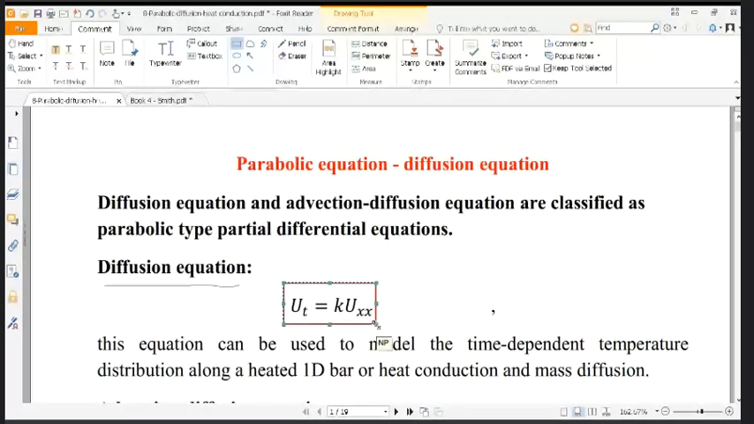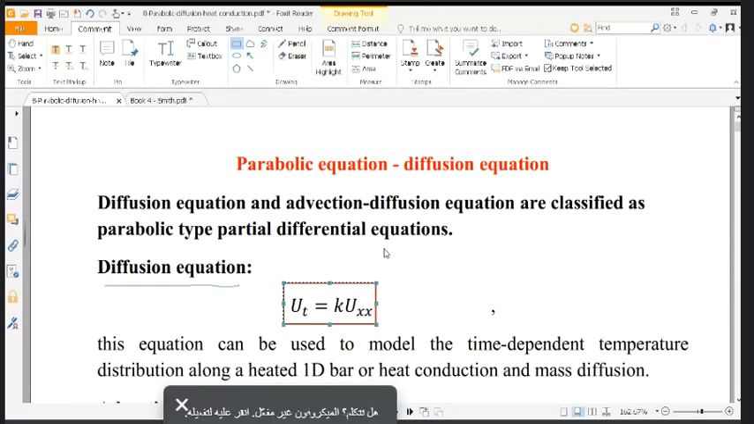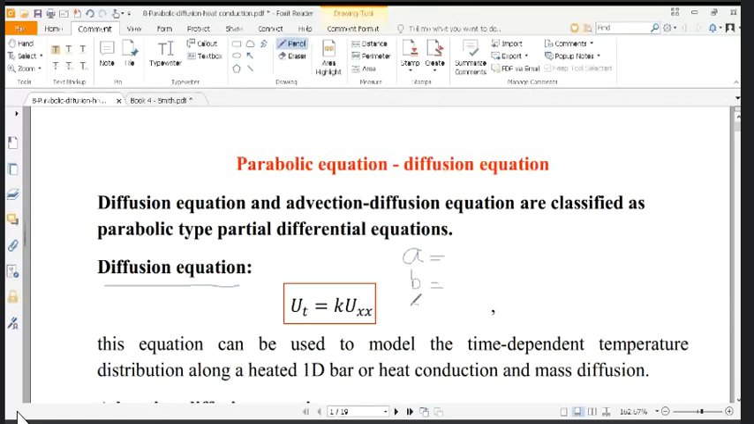Are you sure this equation is parabolic? Yes or no? Is this equation parabolic? Yes or no? Please check it. Please check whether this equation is parabolic or not, or answer to me. What is the value of A in this equation, what is B, and what is C? What is the value of A in this equation?